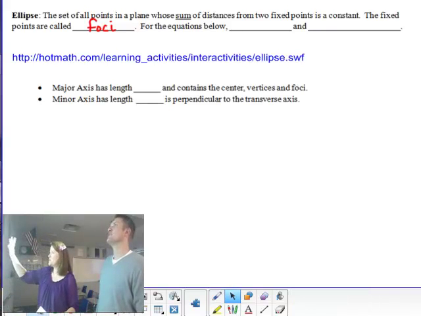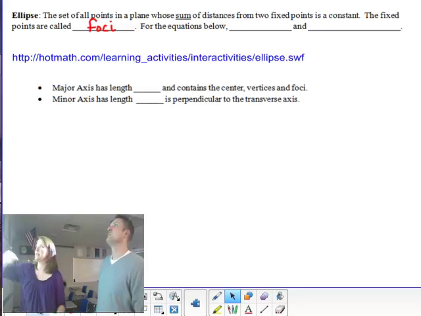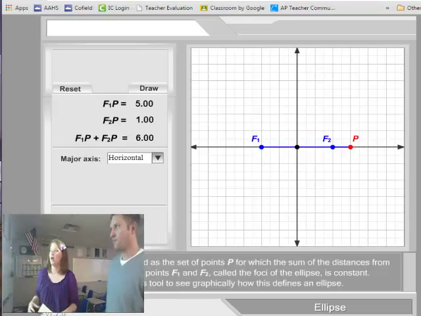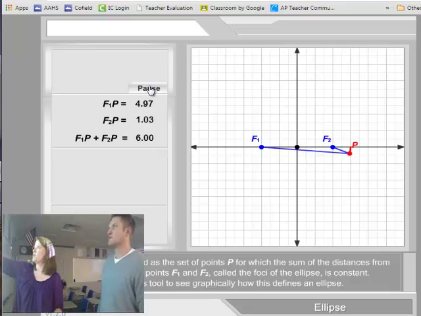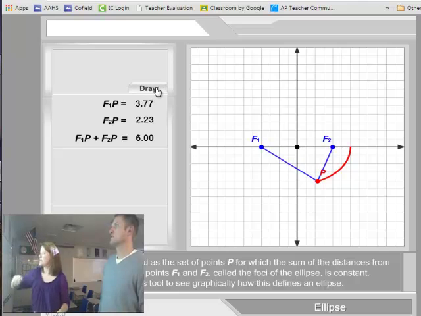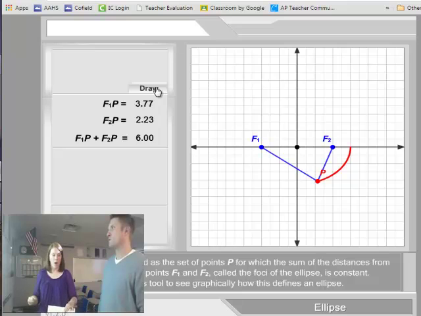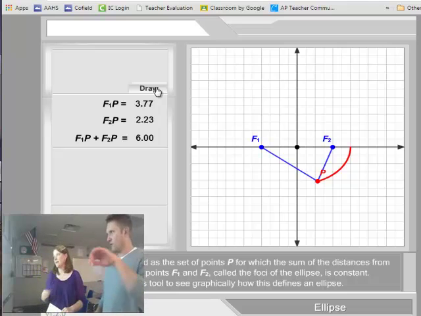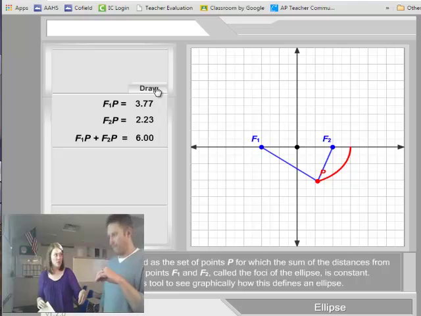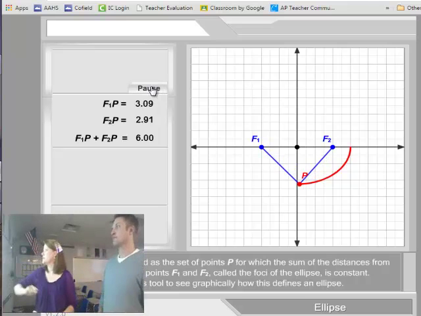We're going to leave those blanks for just a second, and let's see if we can see this definition in action. We found this little applet, and if we start drawing, notice that wherever the point P is, the blue distance to F1 and the blue distance to F2, the sum of those distances, is constant. Imagine it like 2 nails and a piece of string in between them, and the string's kind of sagging. If you pull the string tight and take a pencil and start drawing, this is what would happen.